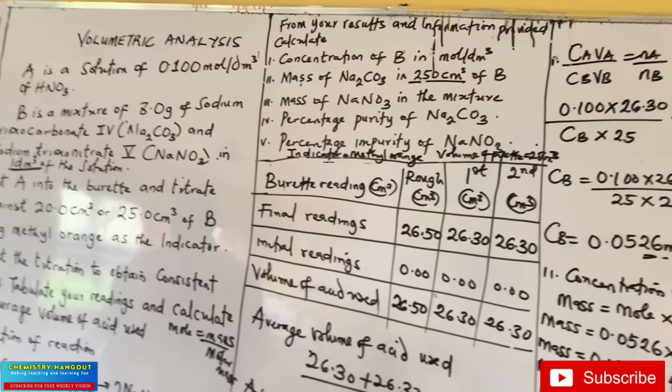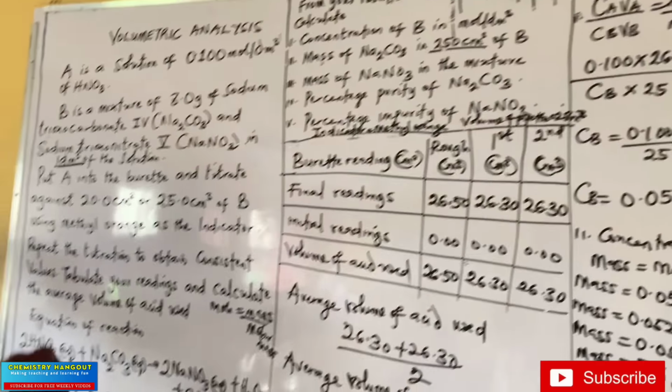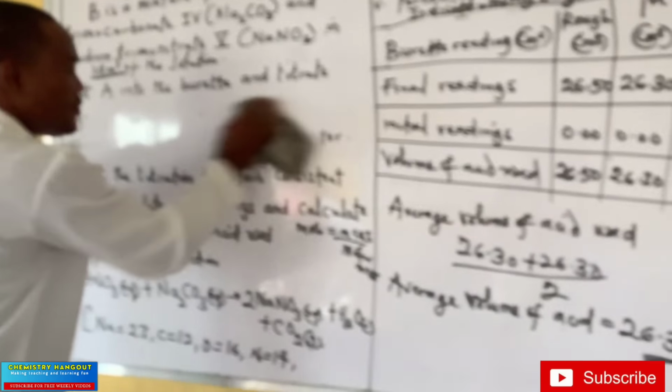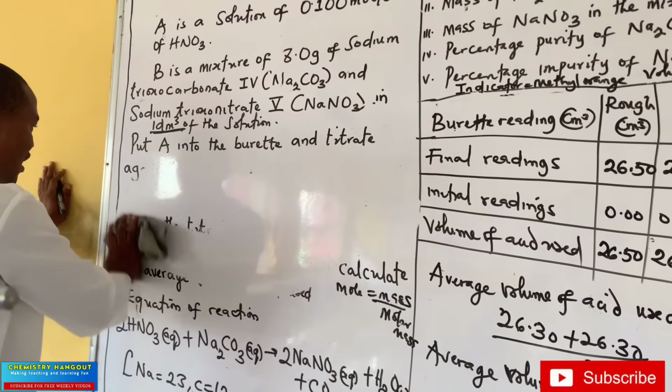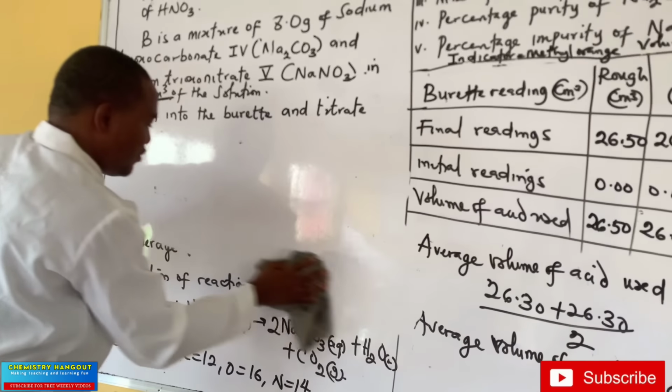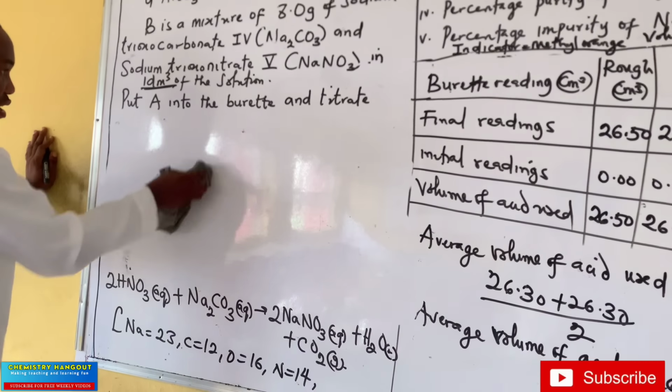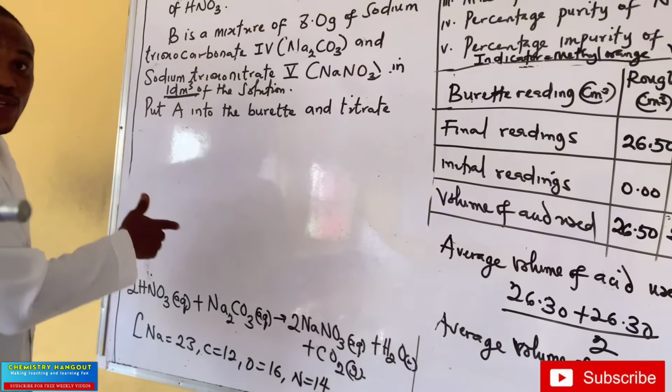Let me rub off this. Okay, I don't want to rub off this. Let me rub off this place, this part, because this one's on. Let me rub off this part so that the questions will still be there. Okay, so are we still together now?